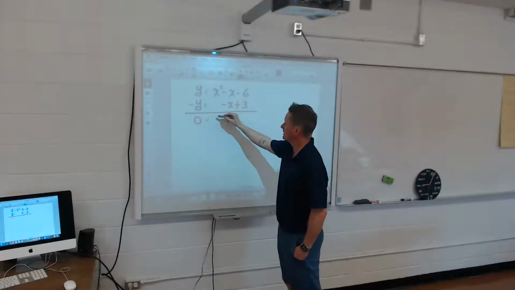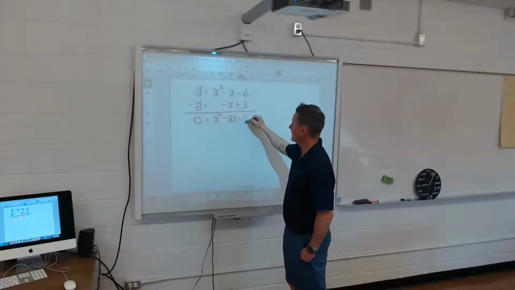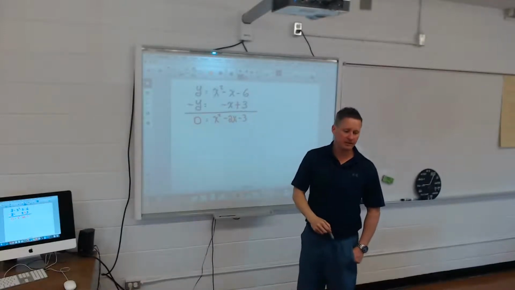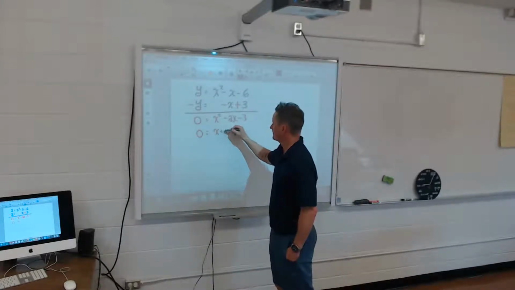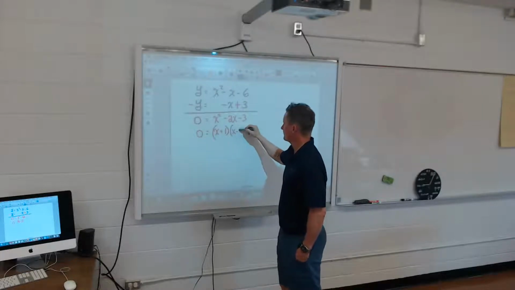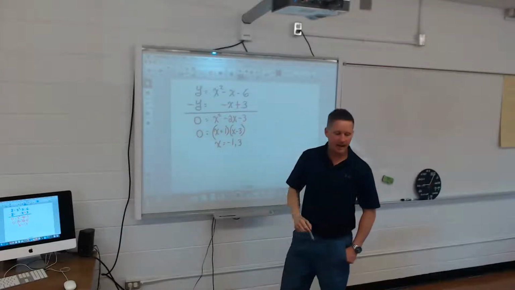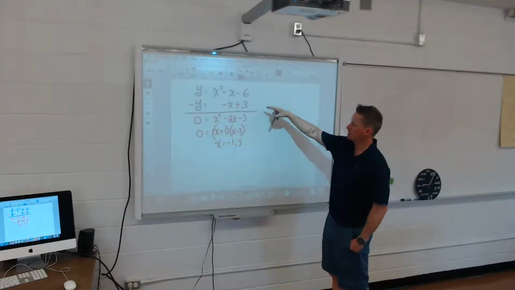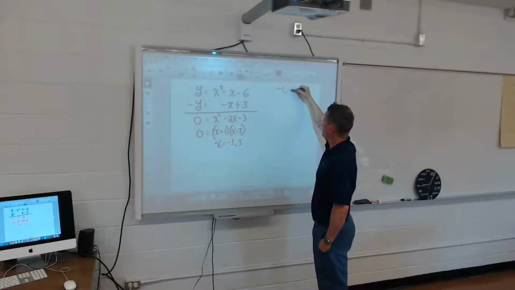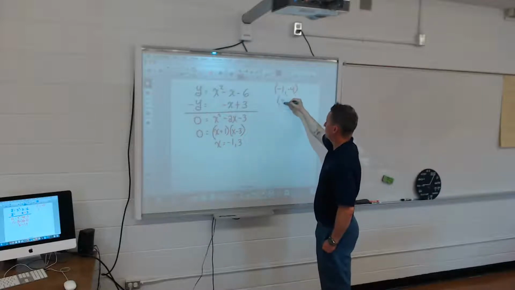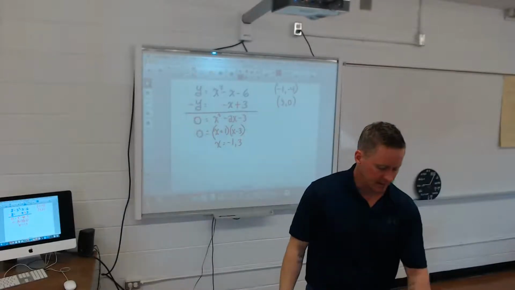So now I add the rest of this together. I get x squared minus 2x minus 3. And then everything falls into place the same way as it did before. Factor. I get -1 and 3. And then I substitute it into one of the two equations again. And I would end up with -1, -4, and 3 and 0. Okay, so I'm not going through that again. So that's the elimination method.